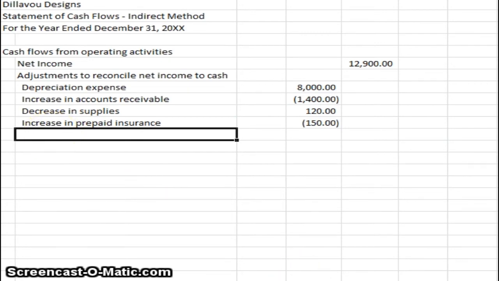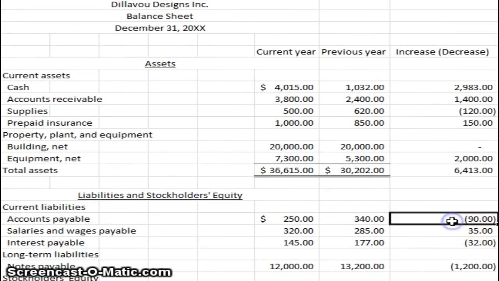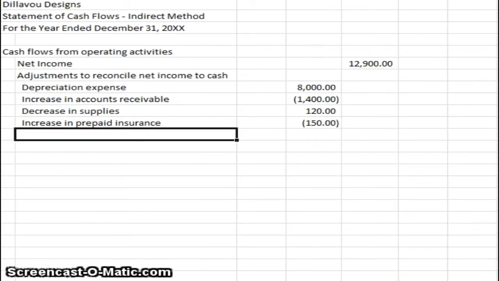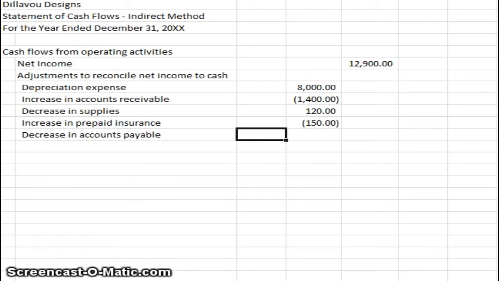Then let's look at our liabilities. We're going to do the same as these, current liabilities only. So we got accounts payable, salaries and wages payable, interest payable. So we had a decrease, an increase, and a decrease. So decrease in accounts payable. And I can't keep things in memory at all. So let's see, that was a decrease of 90. So we're going to subtract 90 here.